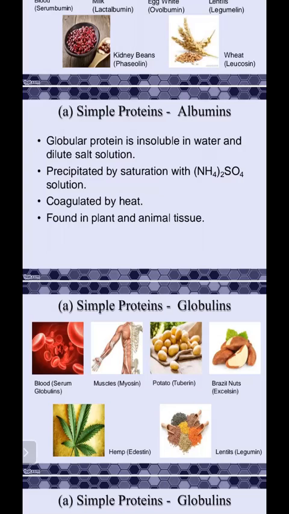Then these albumins will be precipitated by saturation with (NH4)2SO4. It means ammonium sulfate. If you have ammonium sulfate solution and these proteins are present, that protein will get precipitated by this ammonium sulfate solution. Coagulated by heat. If you are giving heat to them, they will coagulate. So what is the best example for that?